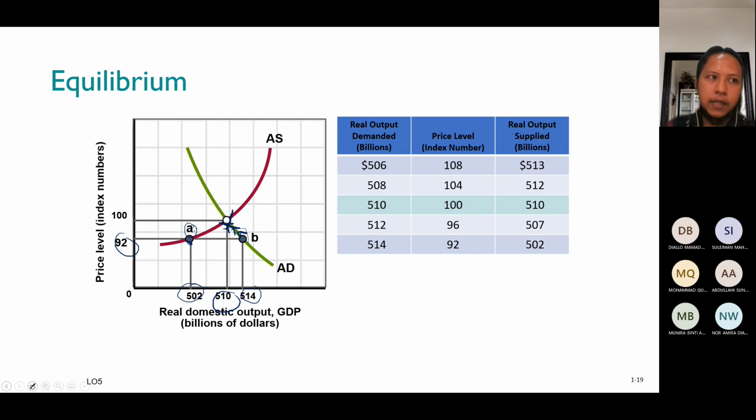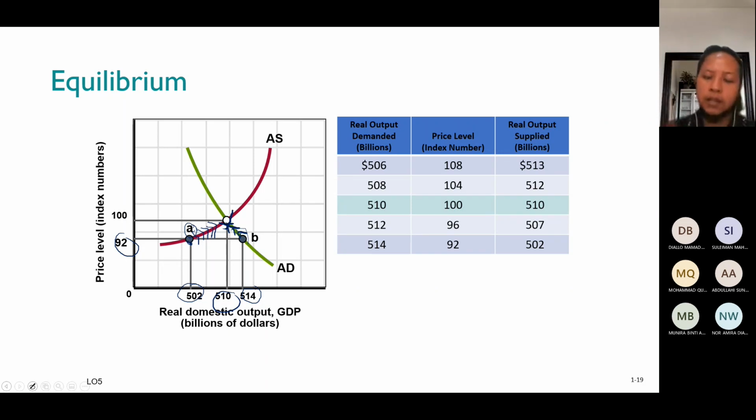But at the same time, because demand is high and supply is not enough, businesses will also start to increase supply. This is incentivized if the price of goods increases. When the price of goods increases, more businesses will supply more.